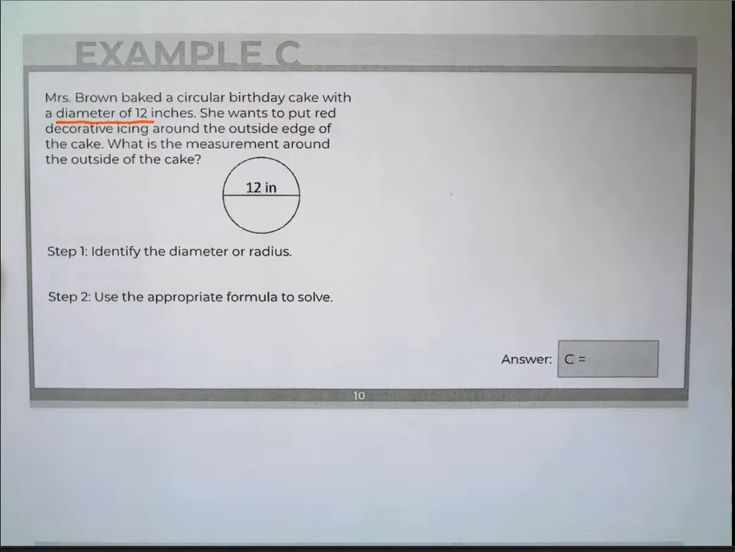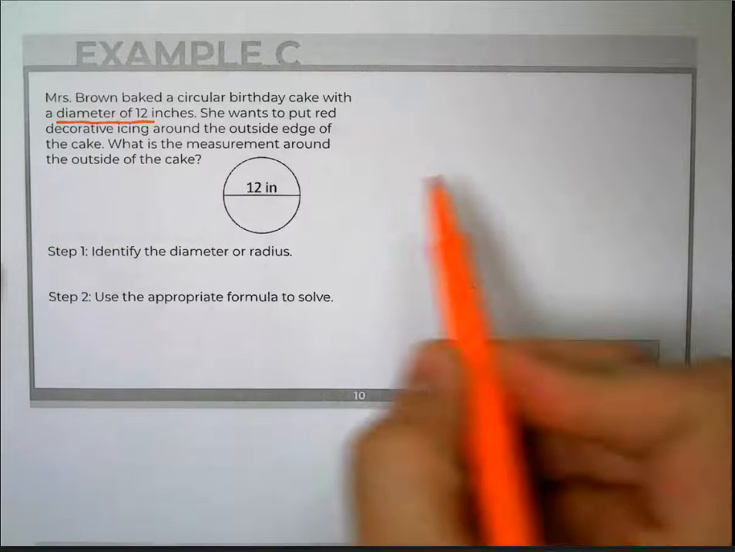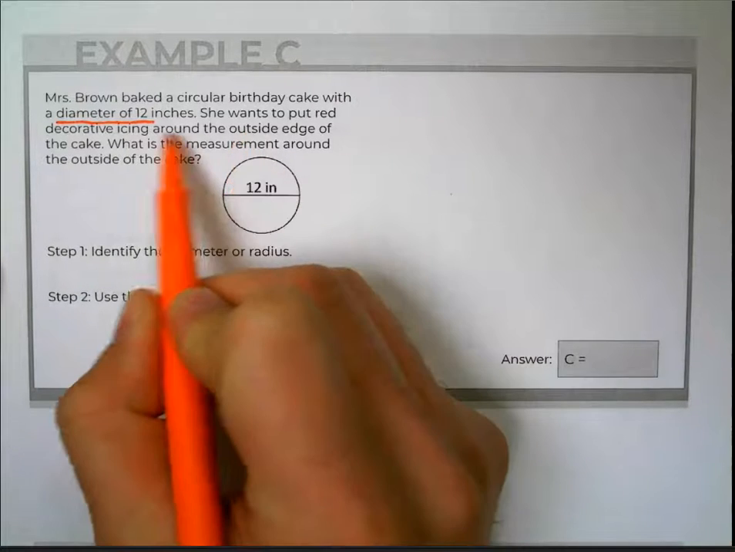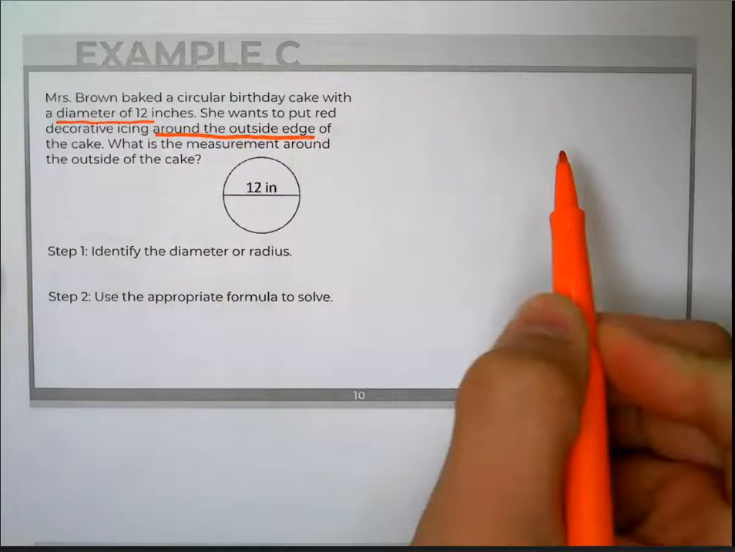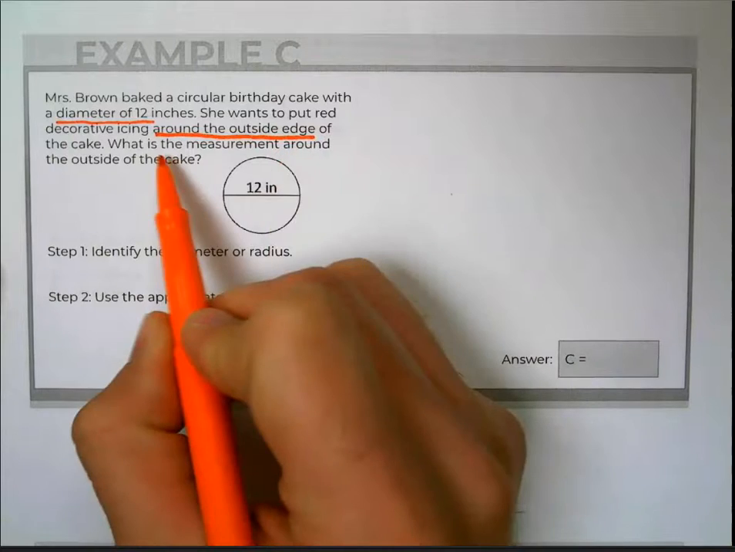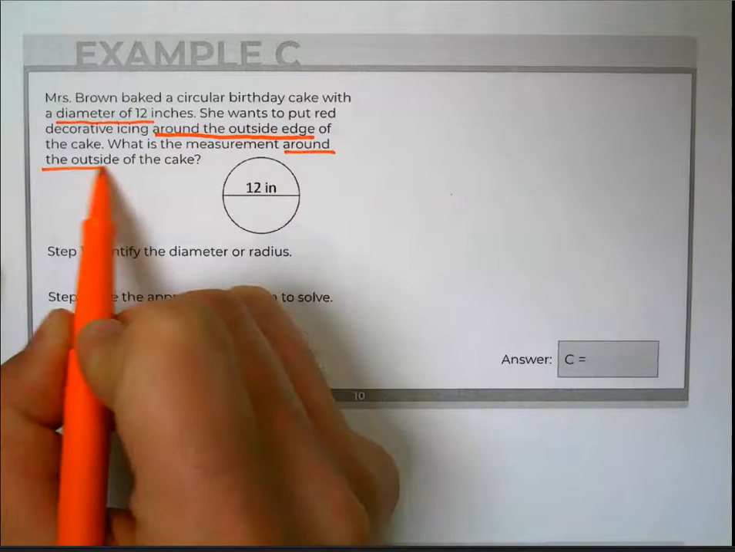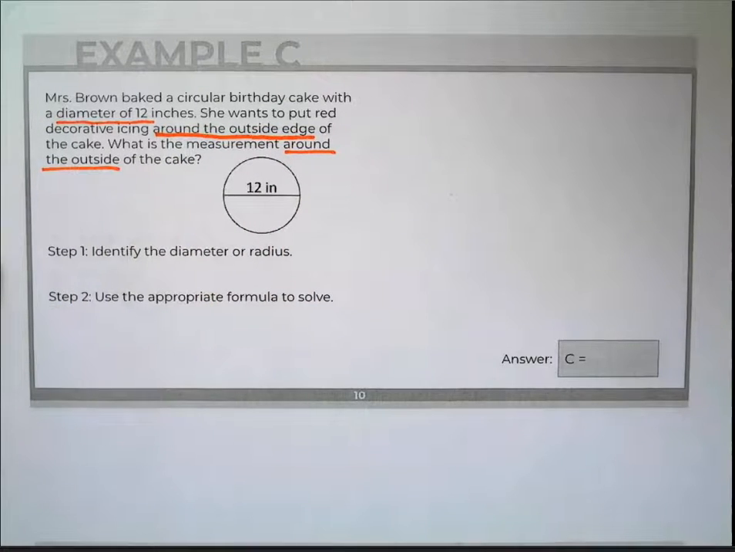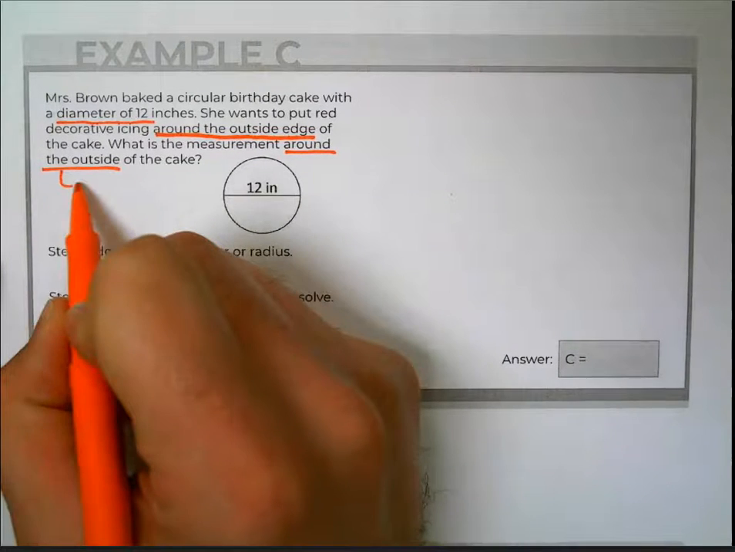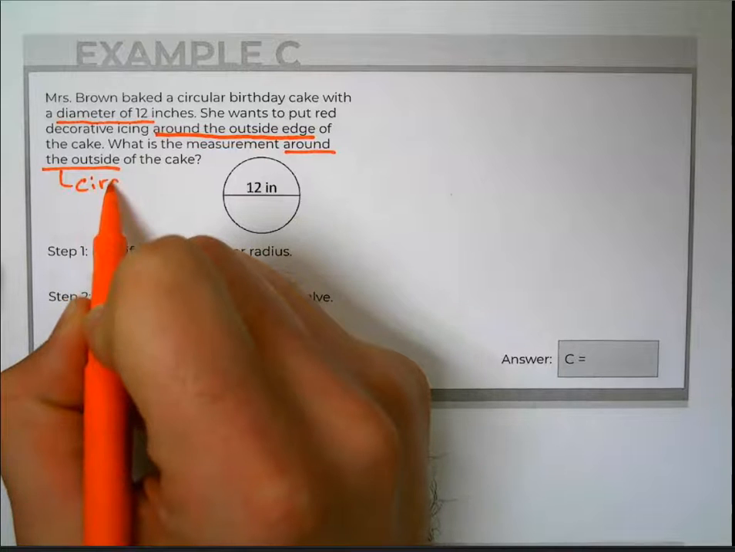What is it that they're asking you to find, though? They don't come out and say that word. They are using some clue words. They want the outside edge, around the outside edge. Okay? The measurement around the outside. Whenever they are talking about the measurement around the outside edge of a circle, that is circumference.